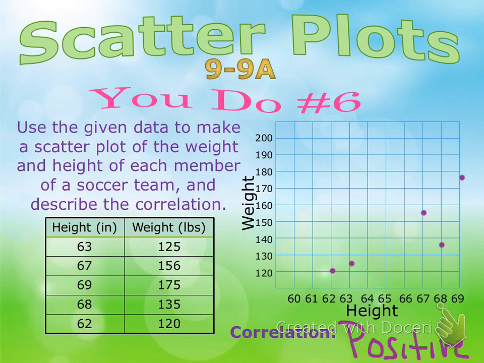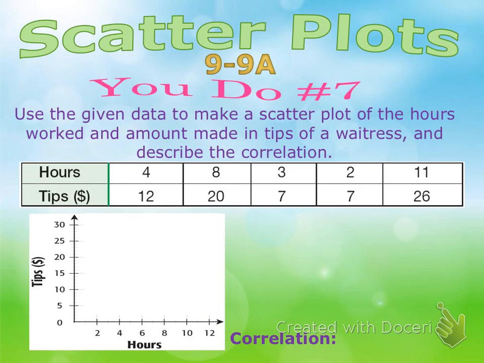So if you plotted your points, you should have gotten a graph that looked pretty similar to this. Even though there's one that's kind of out on its own over here, not quite going with the others, we call that an outlier. For the most part, we're looking at a positive correlation. So you go ahead, do number 7 on your own, and bring it up for me to check.